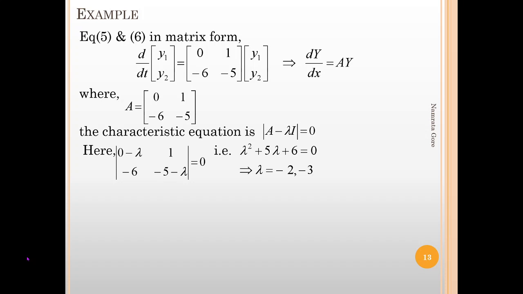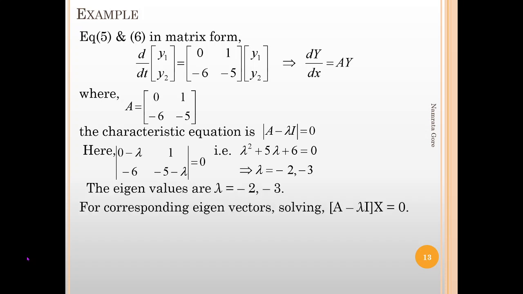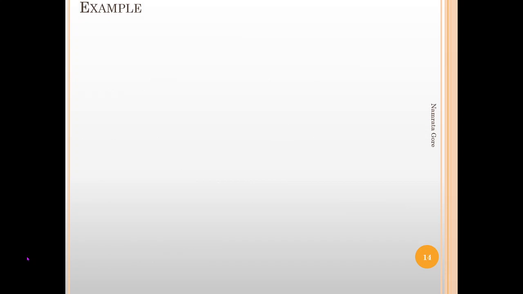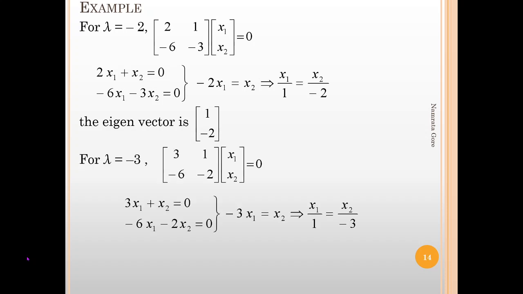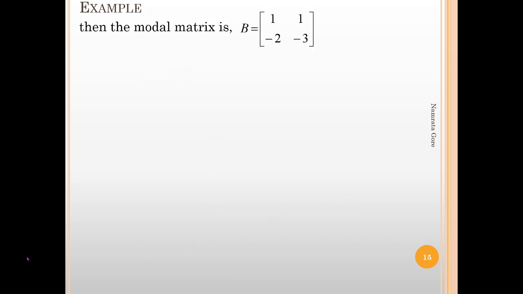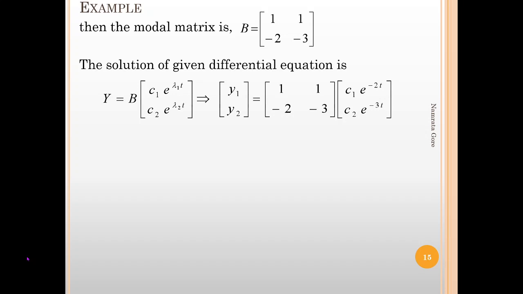And lambda equal to minus 2, minus 3 gives you two eigenvalues, and correspondingly we will find eigenvectors, which we get as 1 minus 2 for lambda equal to minus 2, and for lambda equal to minus 3, the eigenvector is 1 minus 3. So the modal matrix becomes 1 1 minus 2 minus 3, and here the solution is y equal to B into c1 e to the power lambda 1 t, c2 e to the power lambda 2 t. Y is y1 y2, B is the modal matrix.